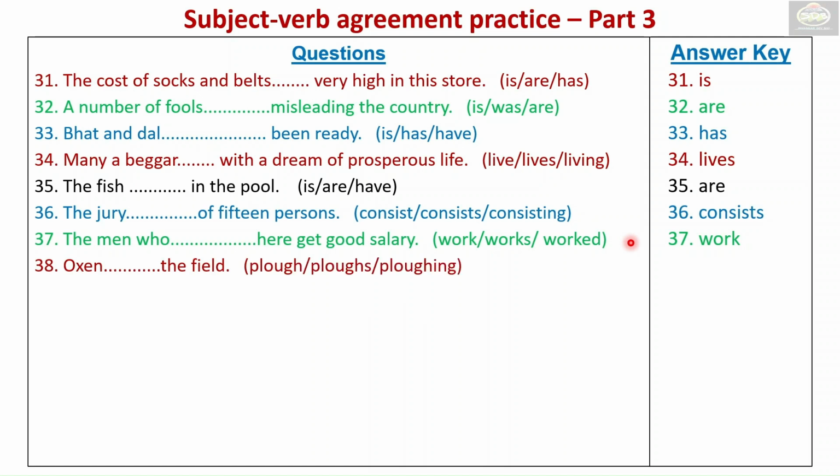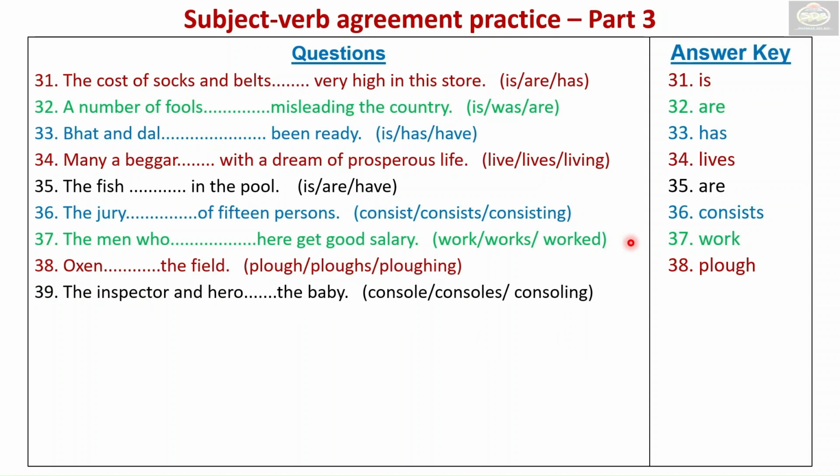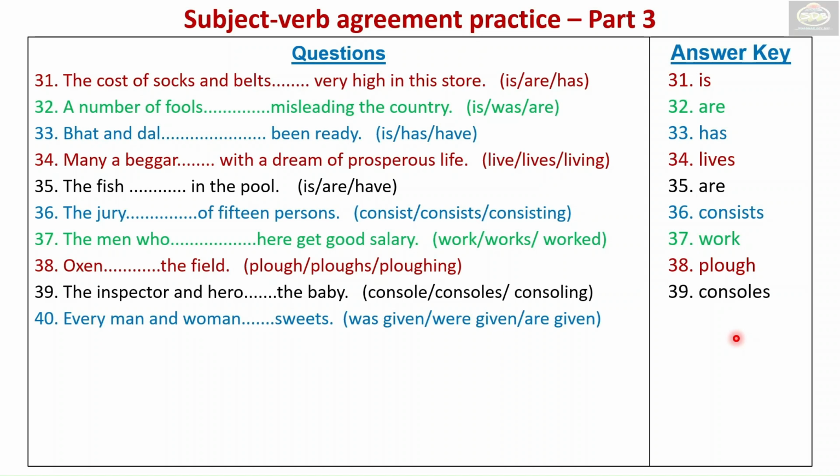Oxen plow the field. Oxen is plural, plow, B1. The inspector and hero. Use of a single the means this is singular. Inspector and hero, the same person. Consoles, B5. Every man and woman was given sweets.